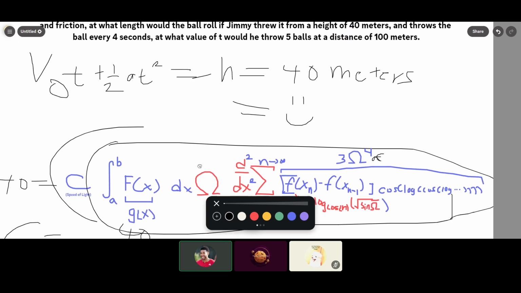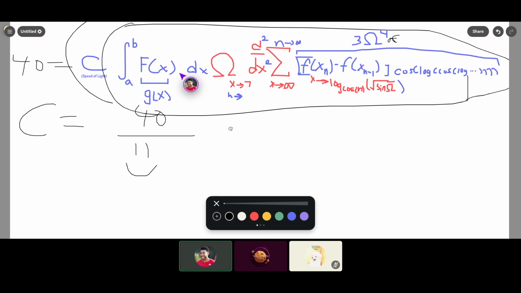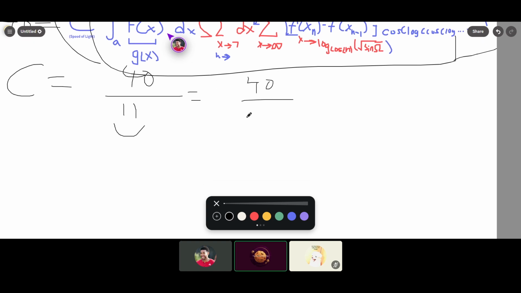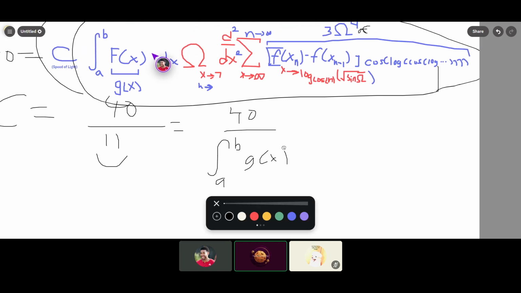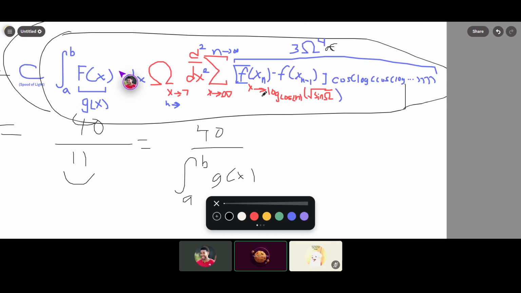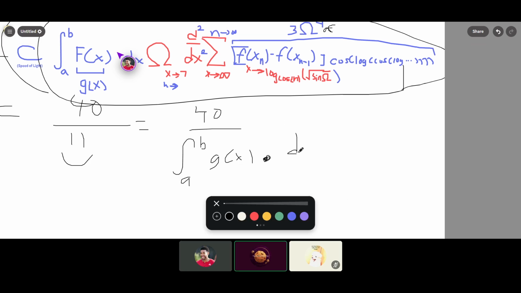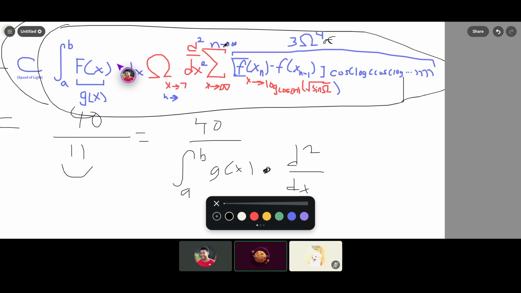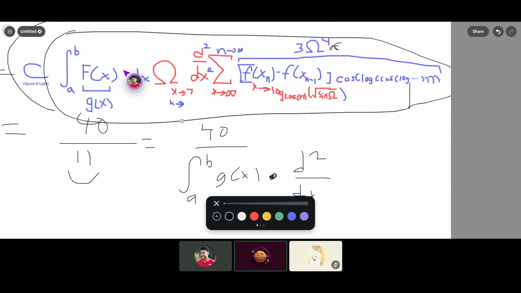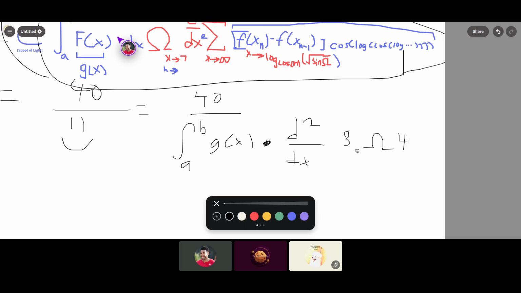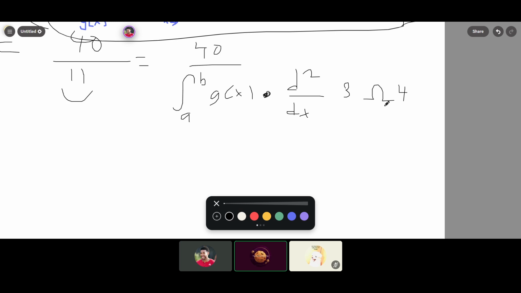Cookie, now that we have simplified this equation, will you be able to continue this and take us to the end? Okay, so now we know that 40 is divided by the integral from a to b of g of x, since we proved that f of x is equal to g of x. And then we know that this entire thing is just multiplied by the second derivative of the sum. Since it's a derivative of a sum, we can cancel out the sum because we know that this will be a constant. So it's just 3 omega 4. And so it's the second derivative of 3 omega 4 with respect to x.